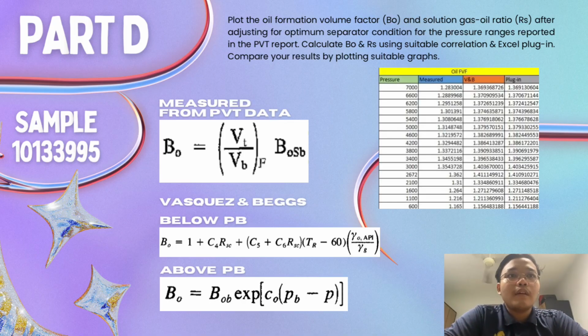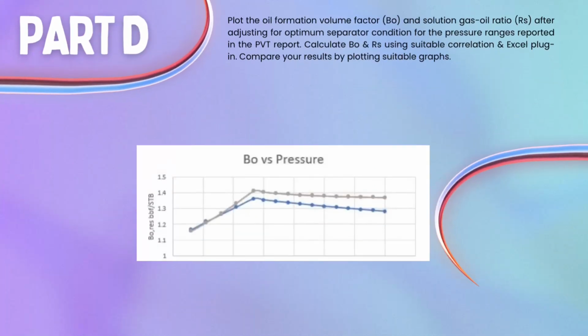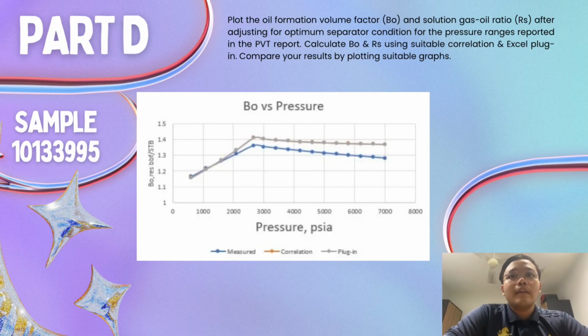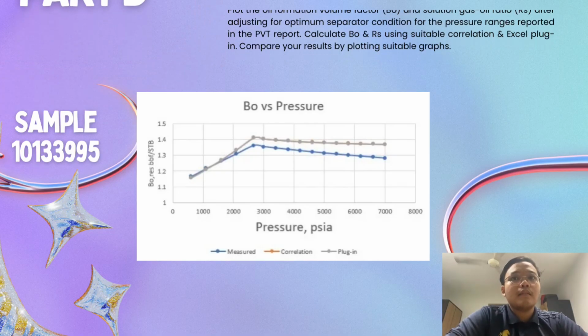As for the Bo, we can use these equations to calculate the measured data from the PVT and also the correlation from Vasquez and Beggs below Pb and also above Pb. As for the Bo graph, it increases with pressure until it hits the bubble point. That's because dissolved gas expands the oil volume. At Pb equal to 2672 psi, Bo reaches its maximum. Beyond that, as pressure increases, oil slightly compresses, so Bo slightly decreases.